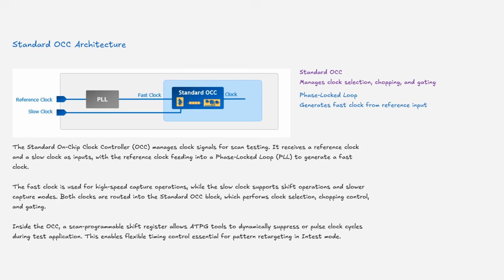Inside the on-chip clock, a scan programmable shift register allows a TPG tool to dynamically suppress or pulse clock cycles during test application. This enables flexible timing control essential for pattern retargeting in test mode.